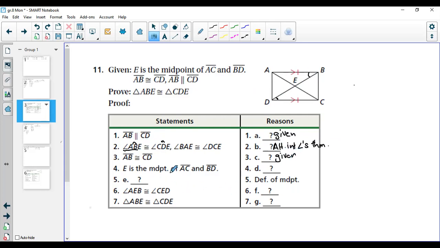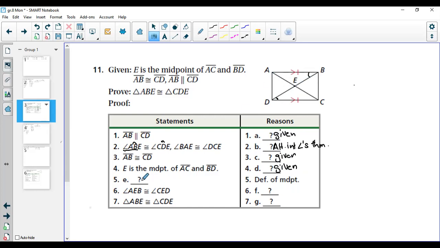Then E is the midpoint of AC and BD. That is also given to us. Next, what can we fill in here? For the definition of midpoint. Now, because of this midpoint, I already explained why they say it as midpoint. From this midpoint, what can you find out? What happened because of this midpoint? Definitely it affected these lines. But how did it affect the lines? You need to write what happened.